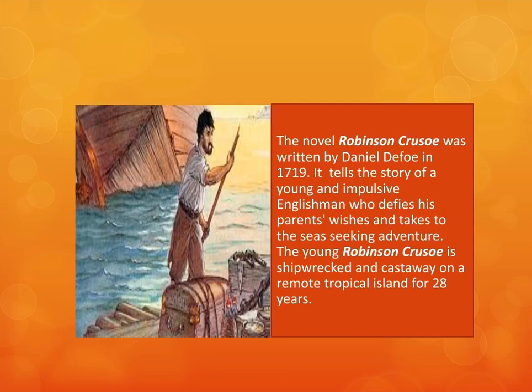So, for 28 years, Robinson Crusoe lived on an island after his ship was shipwrecked. That means the ship met with an accident, it was broken down. And he was the only survivor who escaped from the ship.